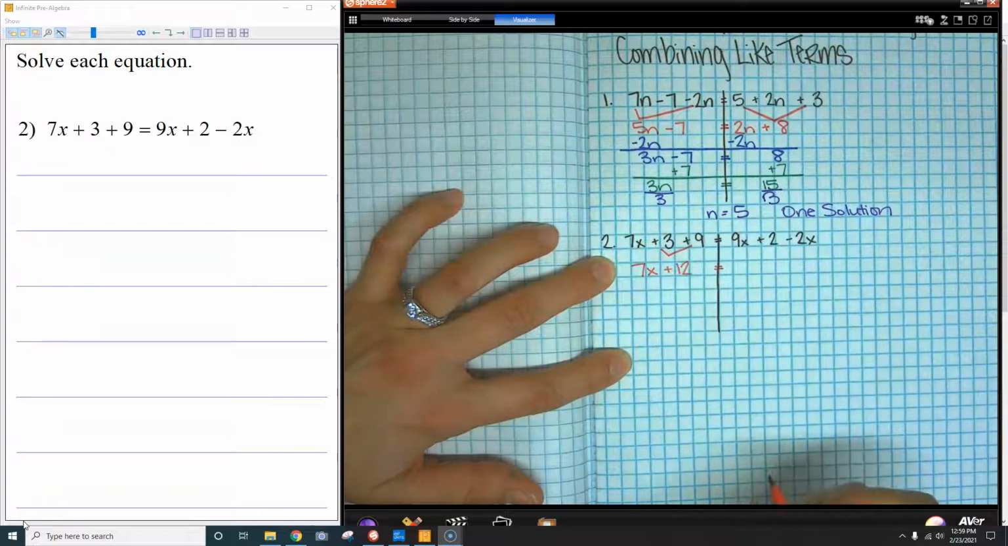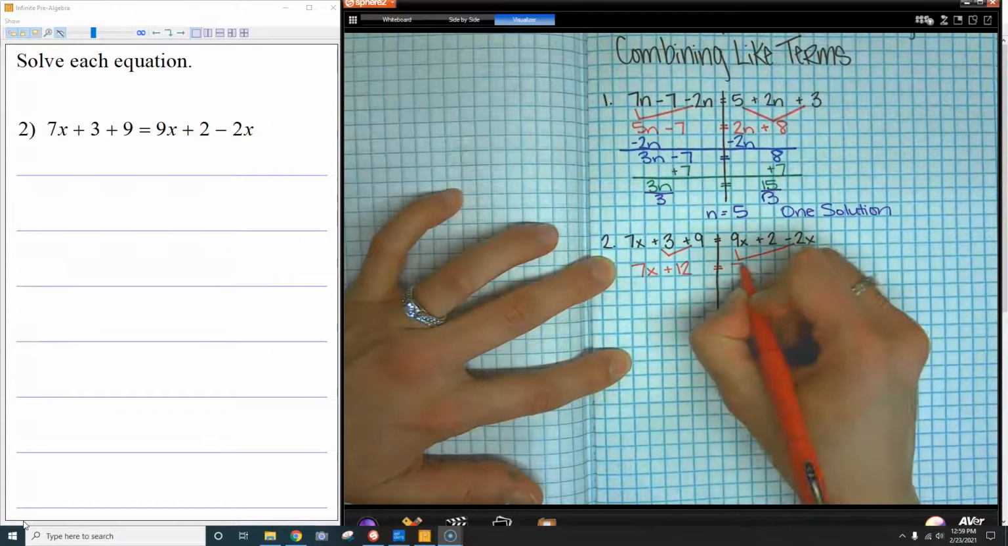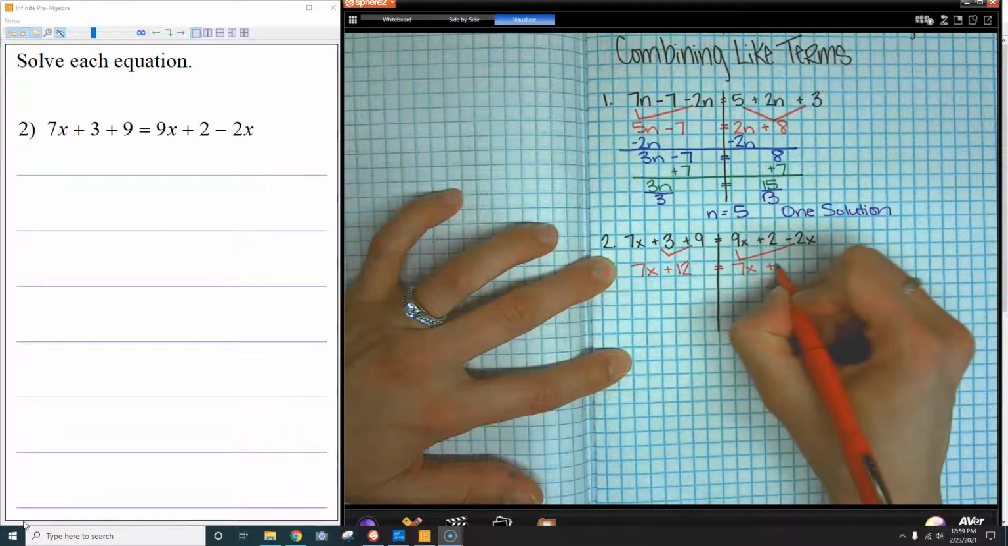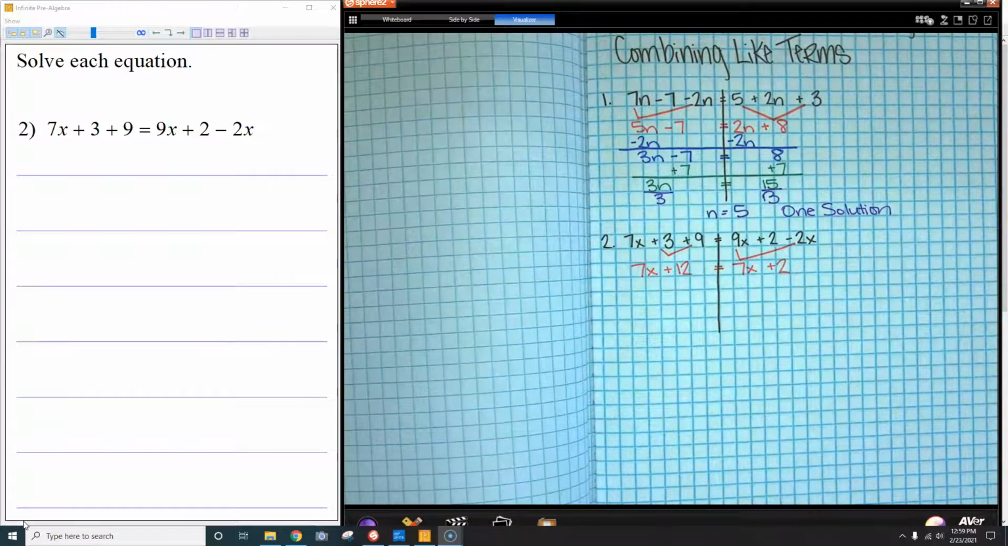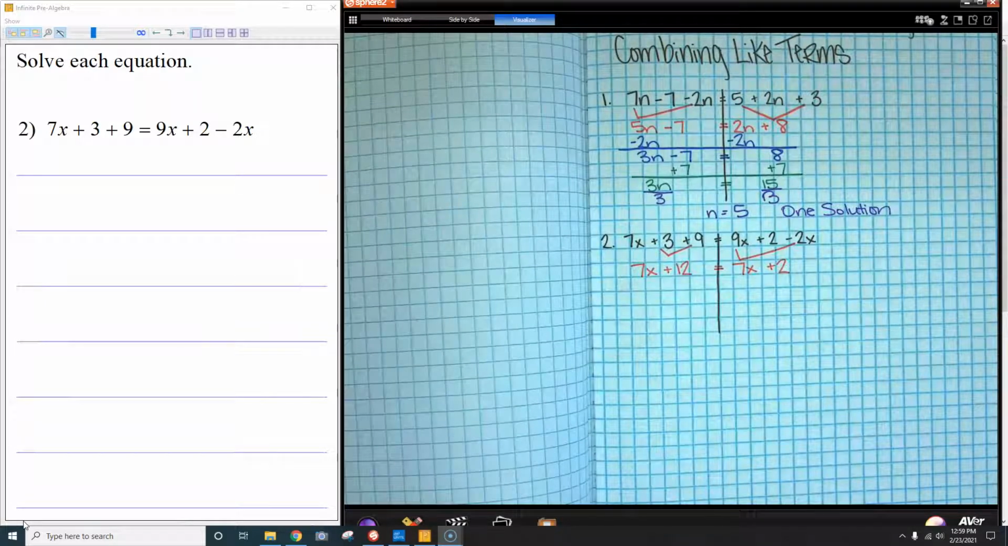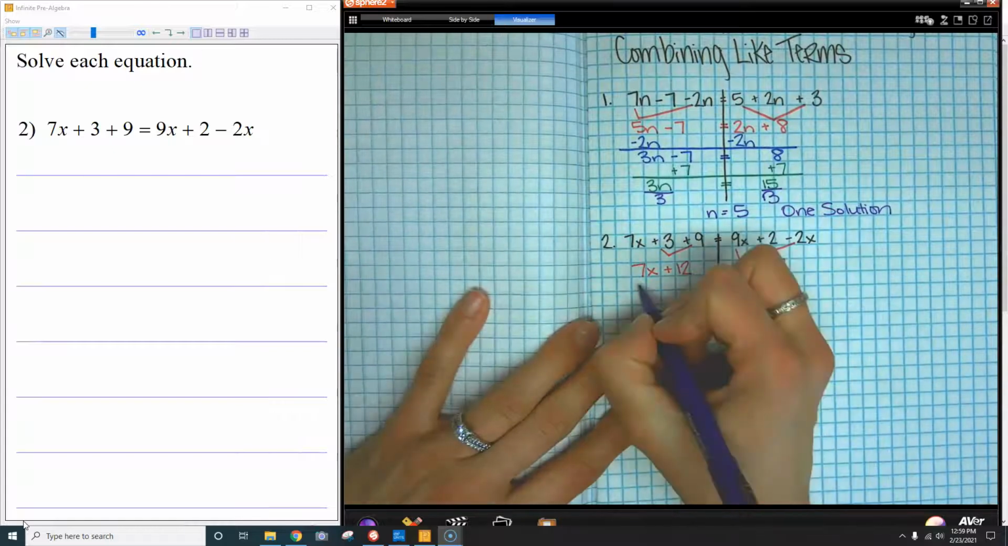Equals, on the right-hand side, I have 3 terms, and I have a 9x minus a 2x, which is a 7x plus 2. If I look here at my equation that I have on both sides, I notice that I have a 7x on both sides, and my values are not the same. So this is either going to be infinite solution or no solution because my coefficients are the same on my variable terms. So it doesn't matter which one we get rid of, which we've been told this whole time.